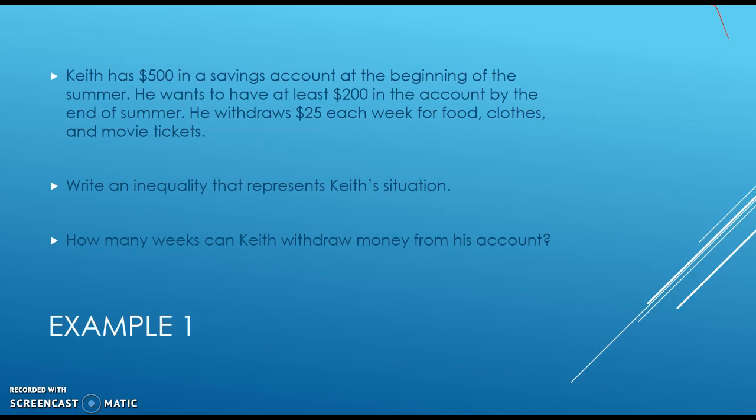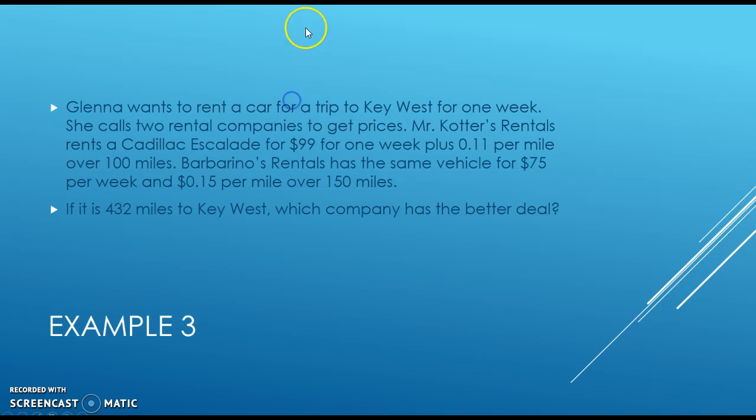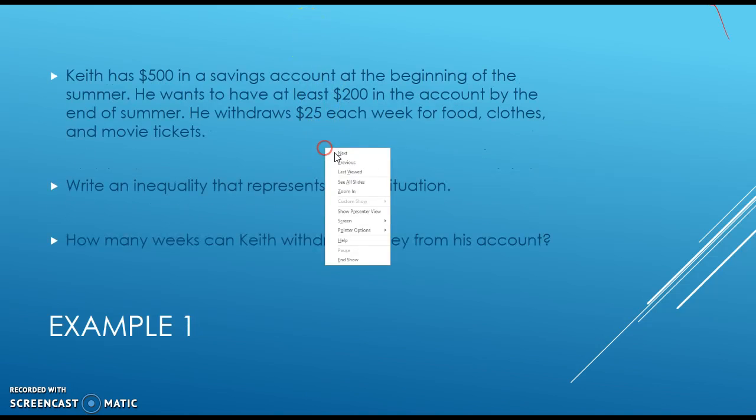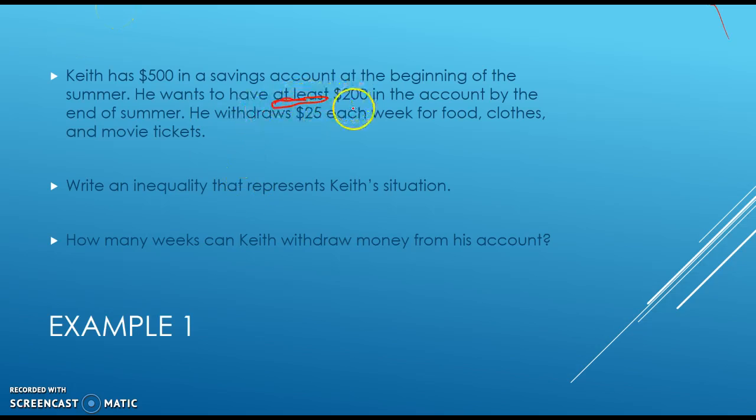All right, so a couple of things. The fact that I see "at least" tells me this is going to be an inequality. But at least 200 means I don't want it to equal 200. I want there to be at least 200 in the account. So that could be 201, 300, or anything over 200. So it's going to be an inequality.